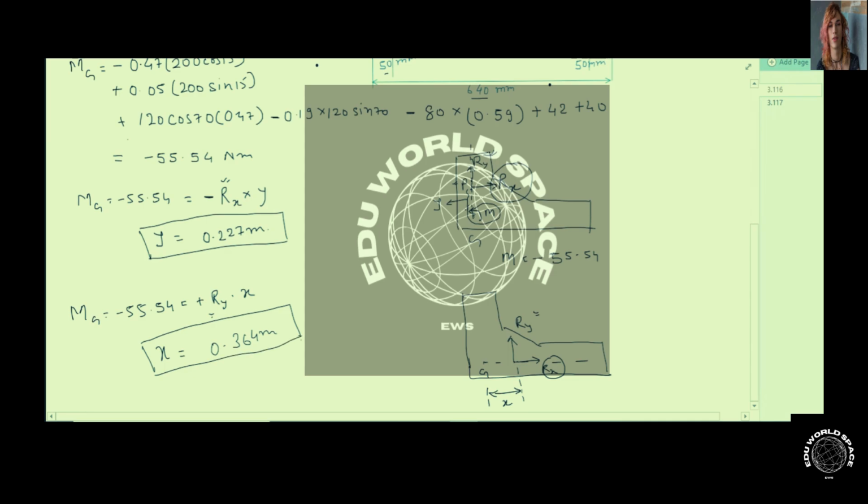So the rivet should be applied on the line GH at a distance x equal to 0.364 from the point G and towards the point H, and similarly the rivet should be placed on the line GF in the direction of F at a distance 0.227 meter from the point G. So this can be shown on a final diagram like this: this is the point G, the point F, and this is the point H. So if the force is acting here, this distance is x, and if it is acting here, this distance is y, and its value we have already calculated.